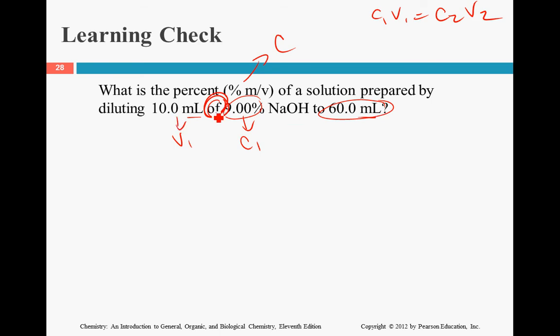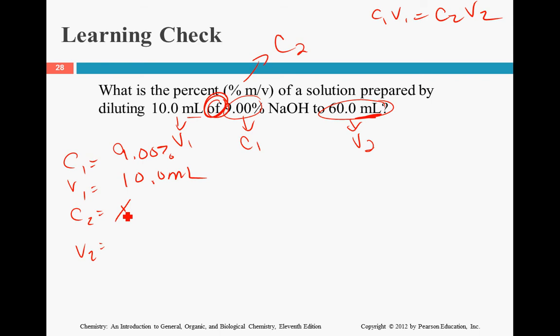So, by diluting 10 milliliters of 9.00% of AOH to 60 milliliters, that's going to be our V2. Notice it didn't say a volume of 6 milliliters. You should know that milliliters means volume. So that means this is going to be our C2 up here. They want to know what our final concentration is. So C1 is 9.00%. V1 is 10.0 milliliters. C2 is going to be our X, because that's what we're looking for. And V2 is 60 milliliters.